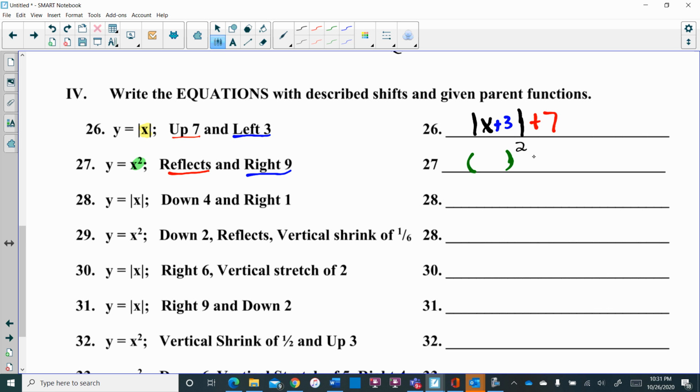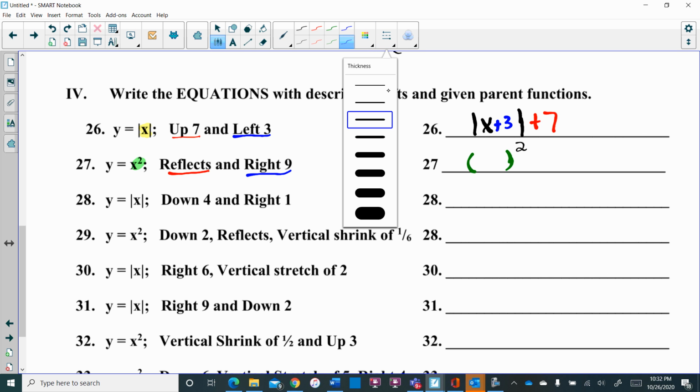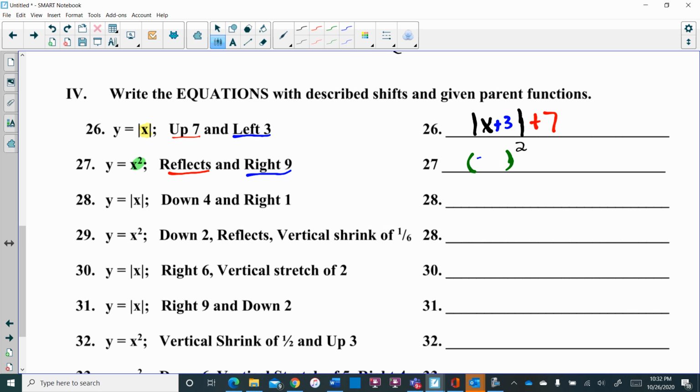Okay, so now I can do my horizontal shift to the right. That would be x minus 9. And then to reflect that, I'm just going to put that negative sign outside of it.